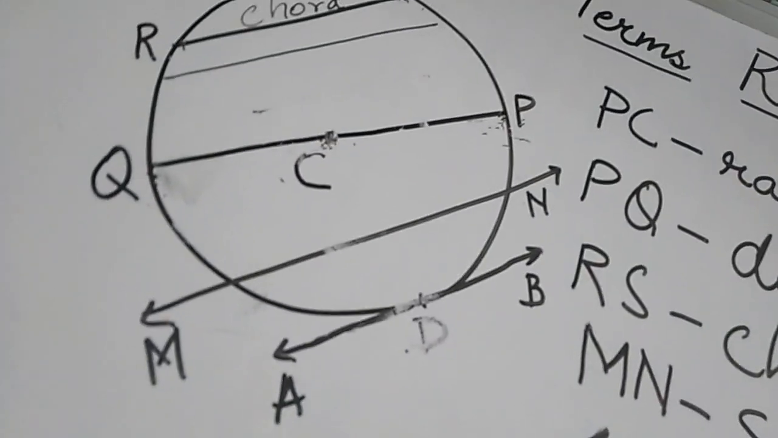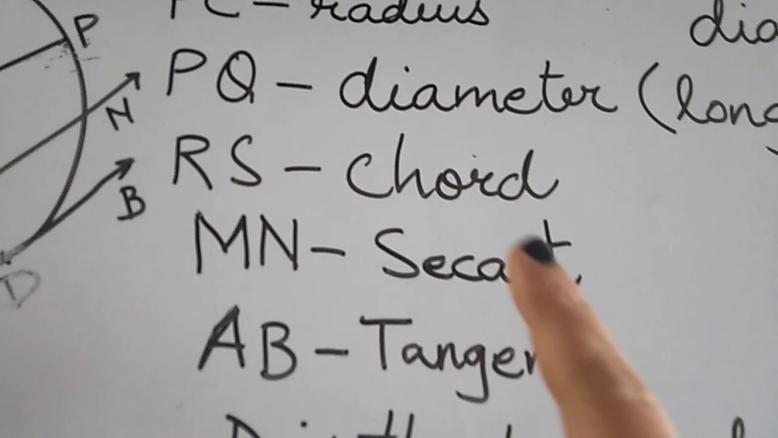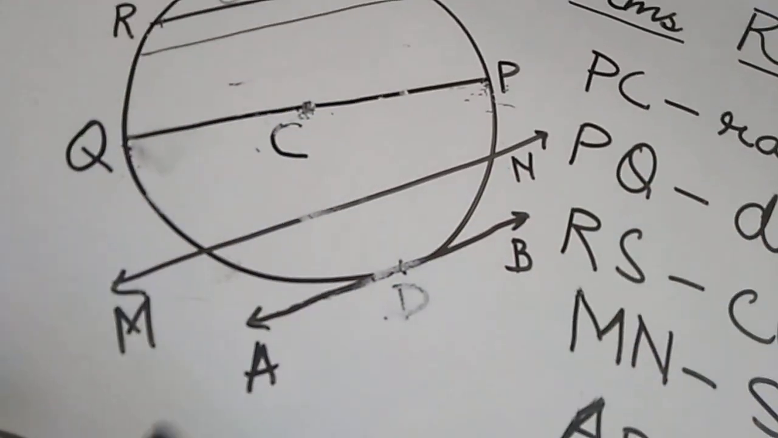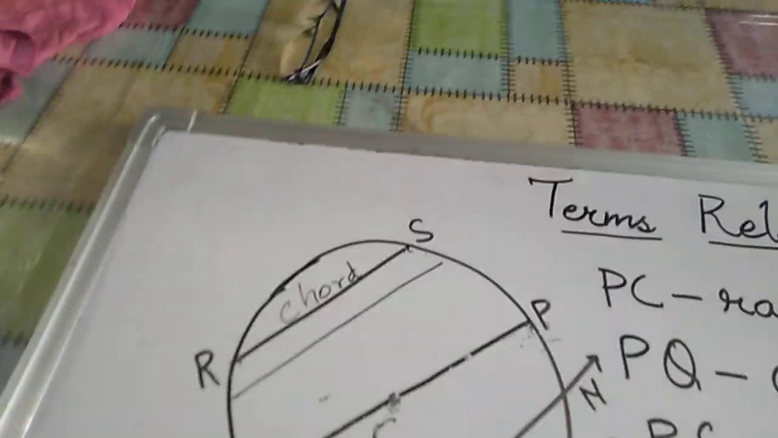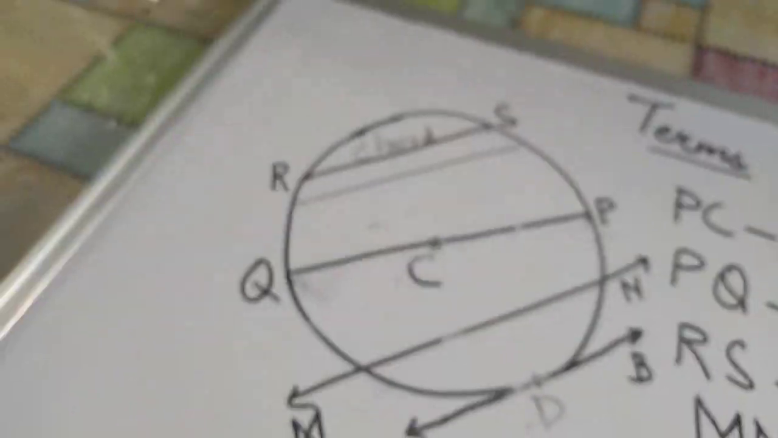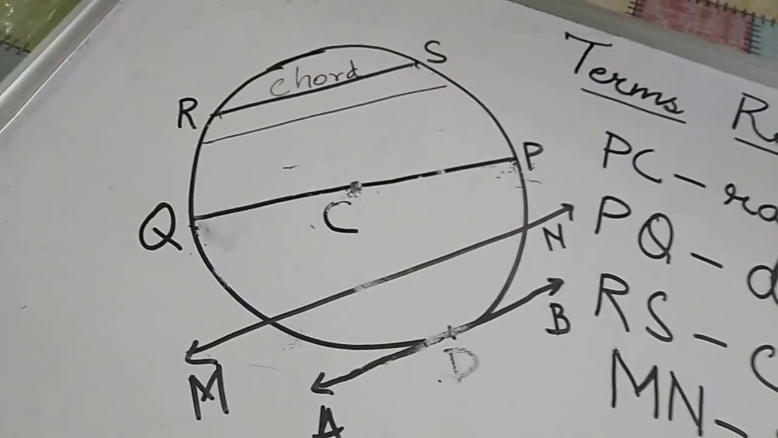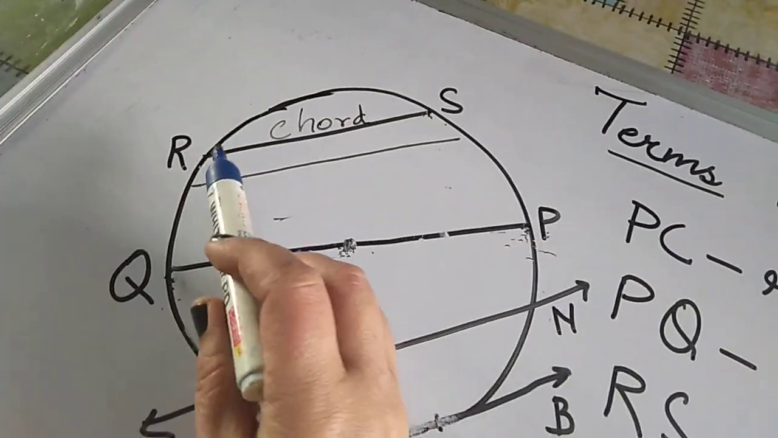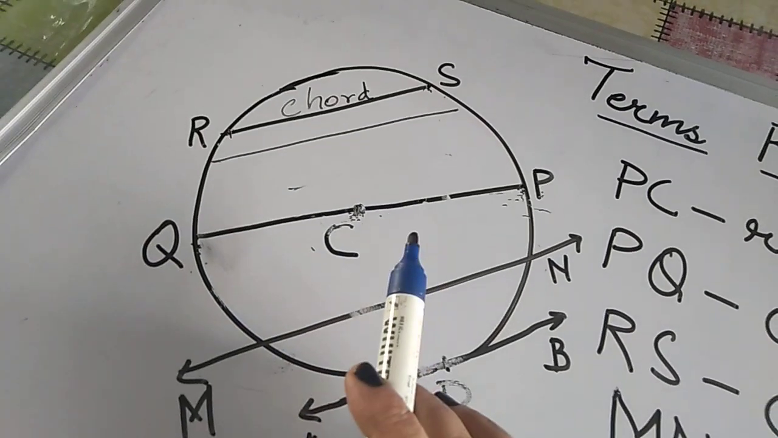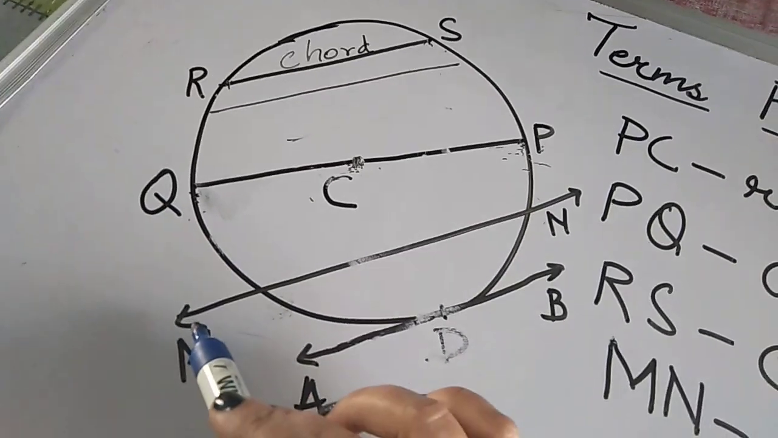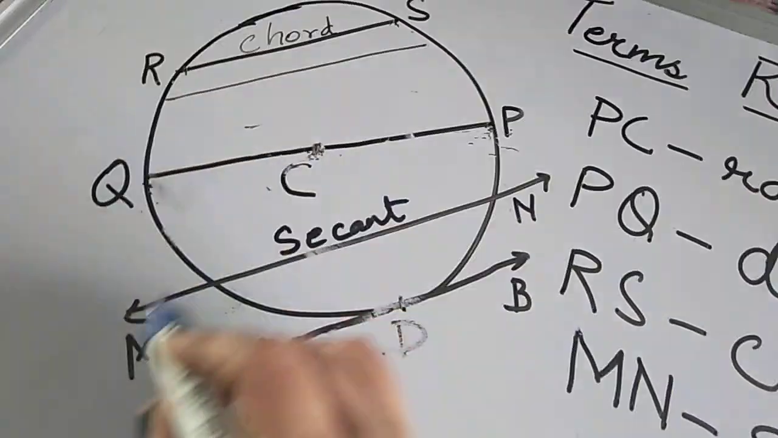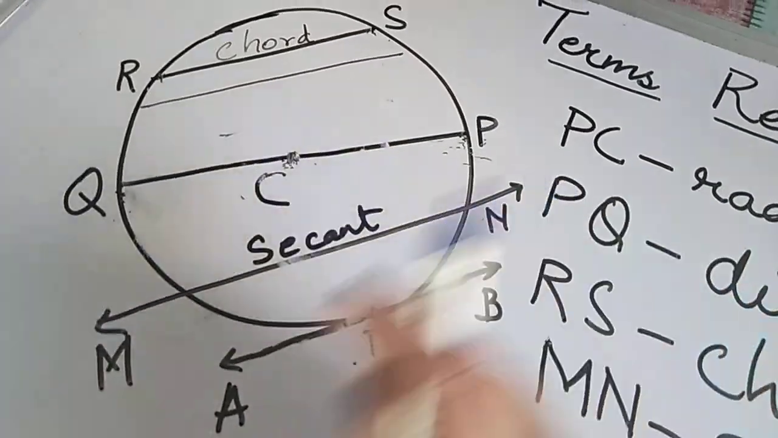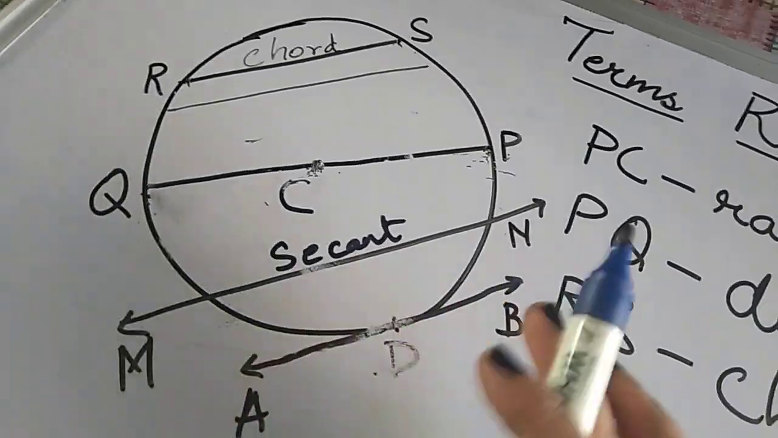Now coming to the other word, which is secant. See, MN is a secant. What is the difference between a chord and a secant? What can be the difference, children? It's the same difference as we have between a line and a line segment. A secant, MN is a secant, is a line that cuts the circumference at 2 points. It is a line. It doesn't have any fixed length.